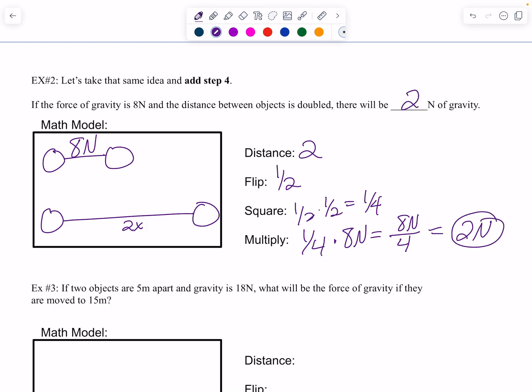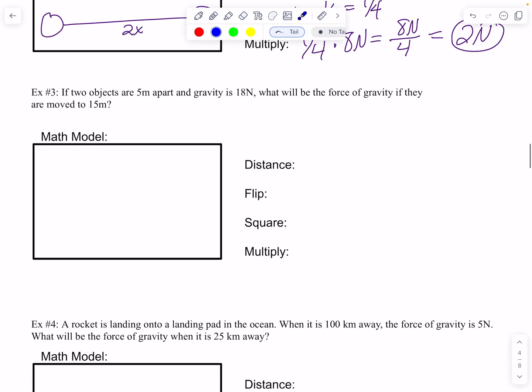So again, did my gravity do what I expected it to? I got farther away, so I would expect there to be less gravity. So is 8 bigger than 2? Yes. Because it is of the square value, I should know that should be a lot less, and 2 newtons is a lot less. Even though these numbers aren't very realistic, that would still be a lot. So let's try it again. 2 objects are 5 meters apart. This time it does tell me how far, so I'm going to write that down.